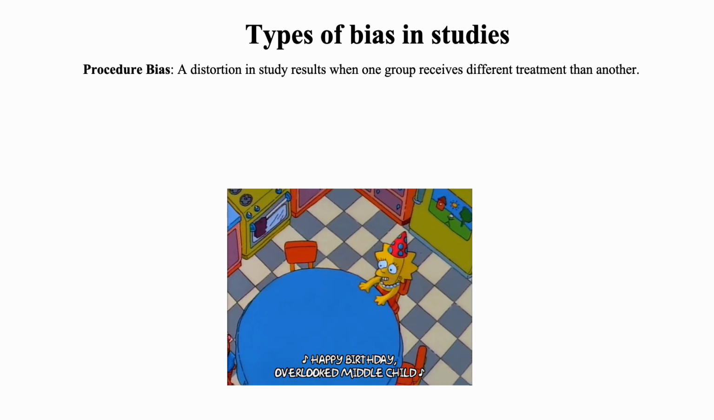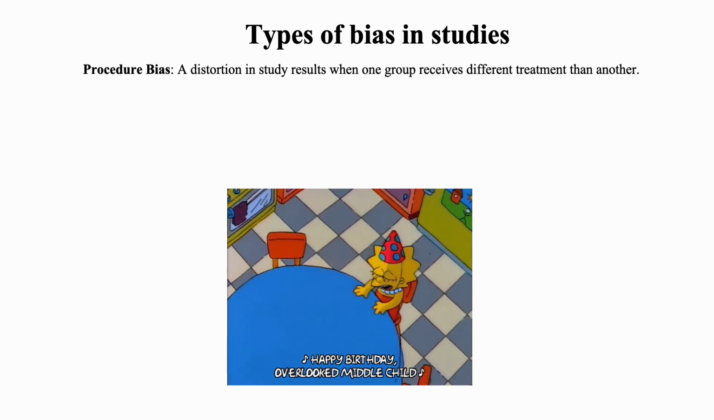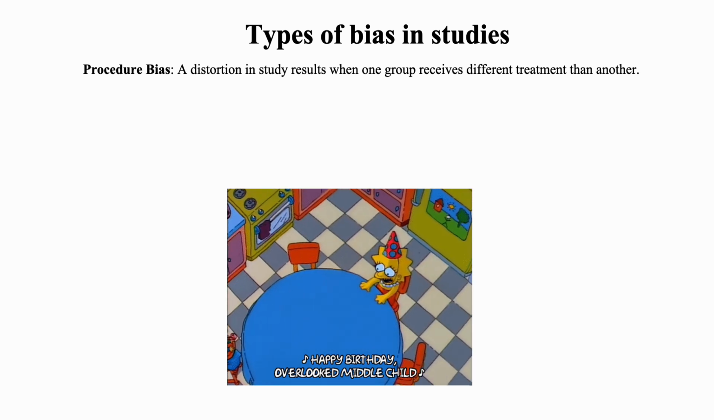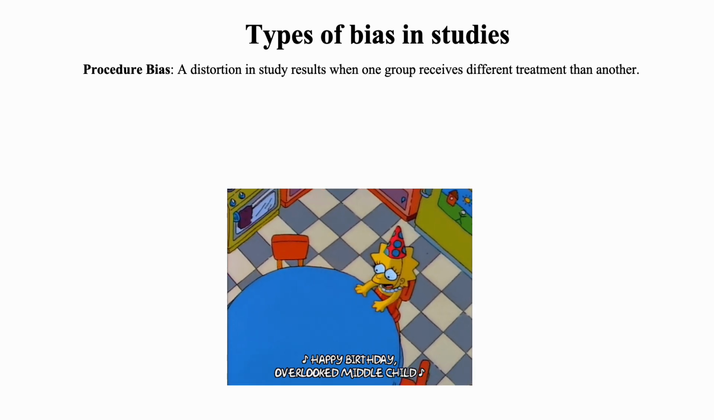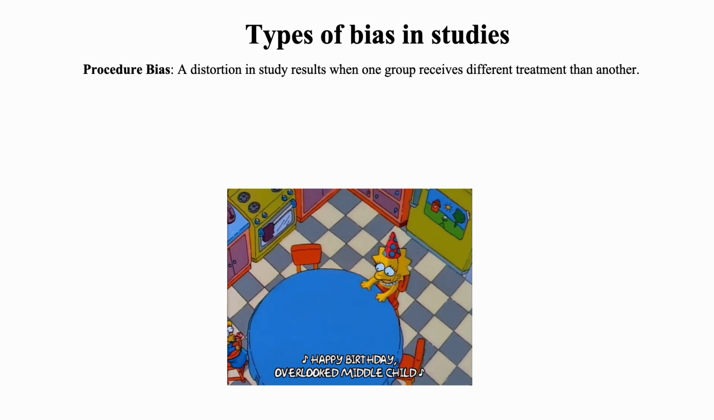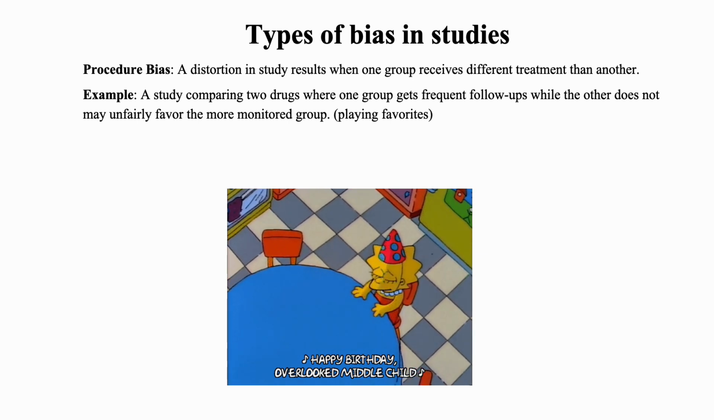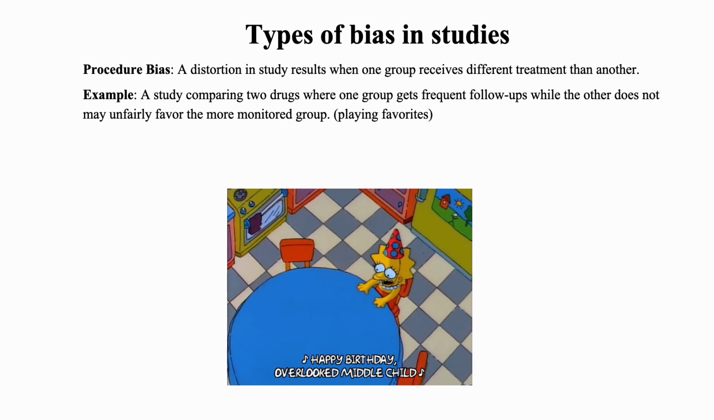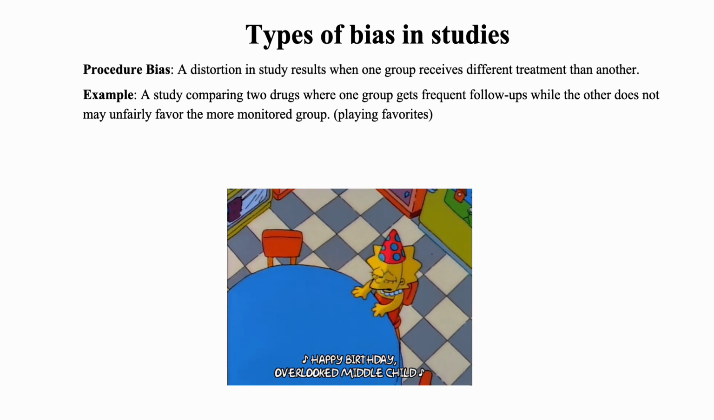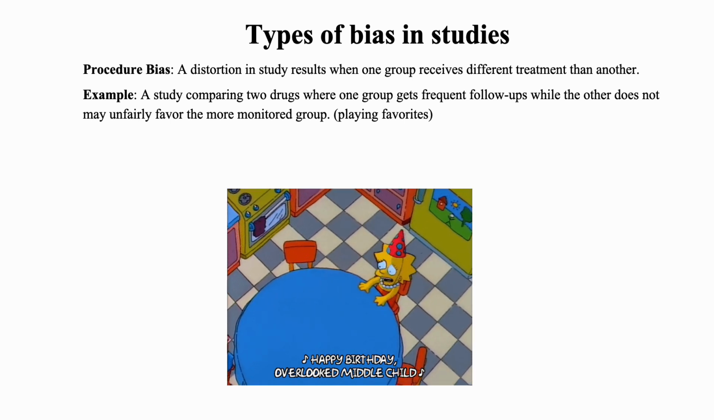I think about this as middle child syndrome, when the middle child might get less attention, so that might be a distorted study if one group receives more attention. For example, a study comparing two drugs where one group gets frequent follow-ups while the other does not get any follow-ups might unfairly favor the more monitored group.